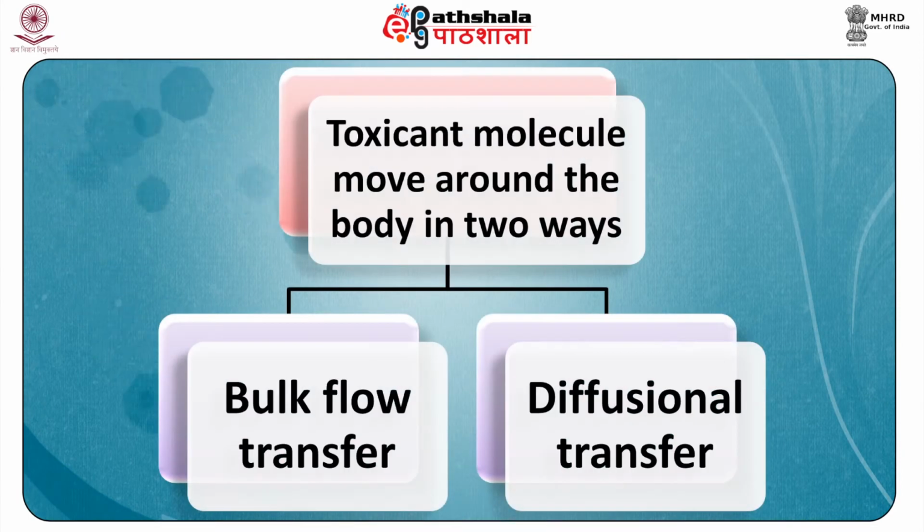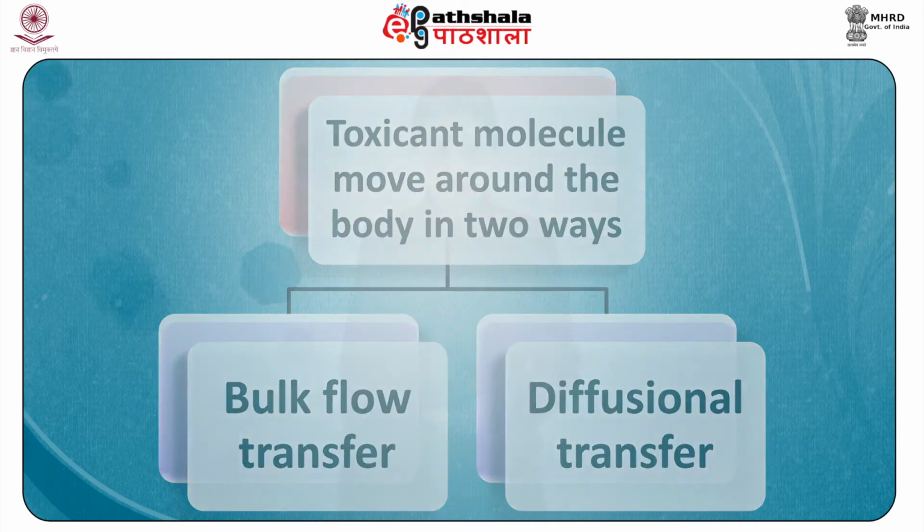In order for a xenobiotic to reach its site of action, it must pass across various body membranes, that is, cells of skin, cells of lung, gastrointestinal tract, erythrocyte membrane, etc. As soon as the toxicant has been absorbed, the toxicant molecules can move around the body in two ways: by bulk flow transfer, that is in the bloodstream, and by diffusional transfer, that is molecule by molecule over short distances. There are the following types of absorption.